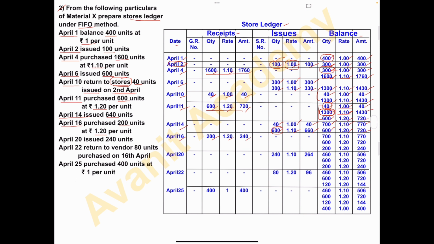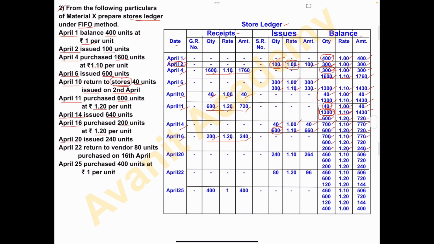Issues column nil. First we'll write the previous balance. That is 700 at rupees 1.10, 770, 600 into 1.20, 720. Now add the recent purchase, this one. That is 200 units, rate per unit 1.20 and the amount is 240. And this entry is completed. The recent purchases we have to take last.